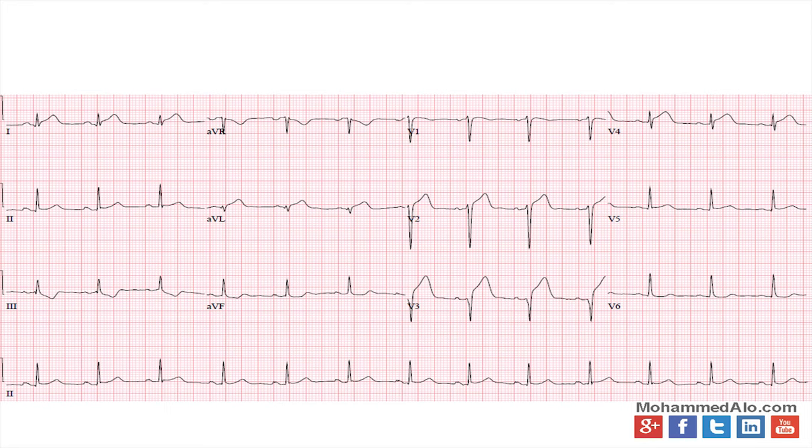You have that little R wave in V2, which means it's probably been going on a while. That's basically a Q wave. So this is clearly a septal anterior MI.